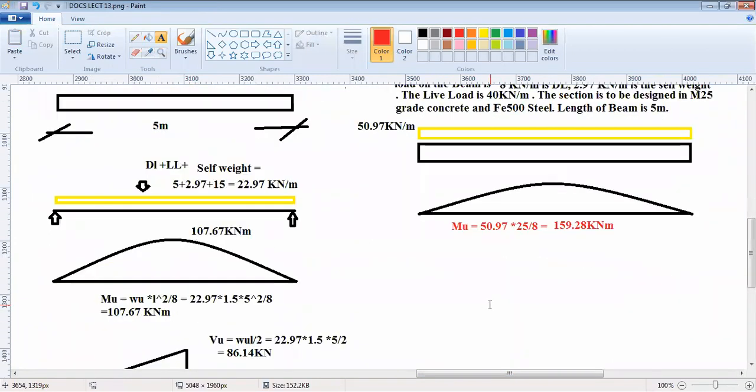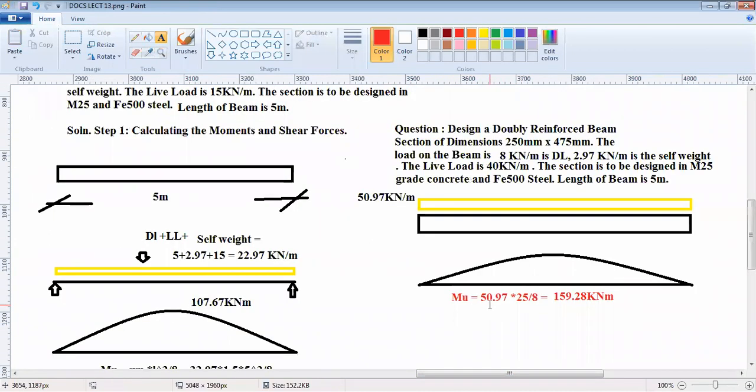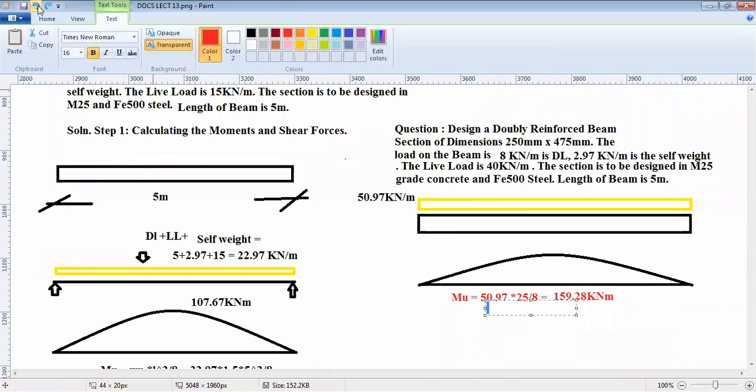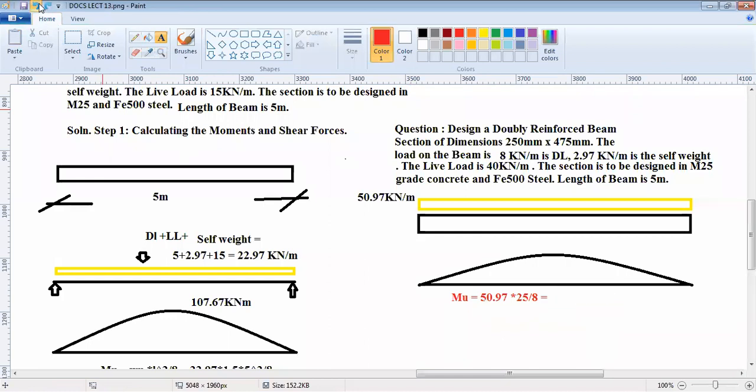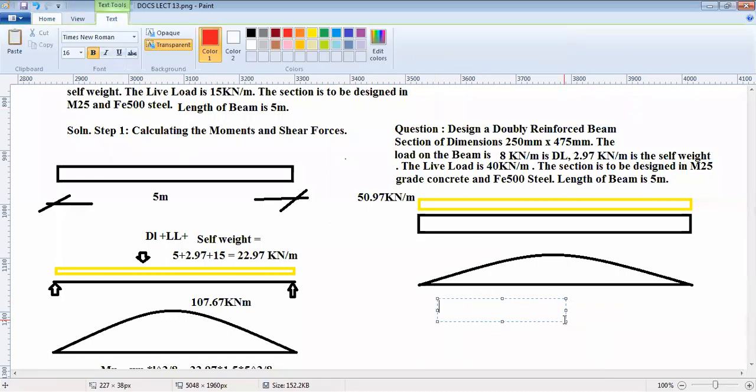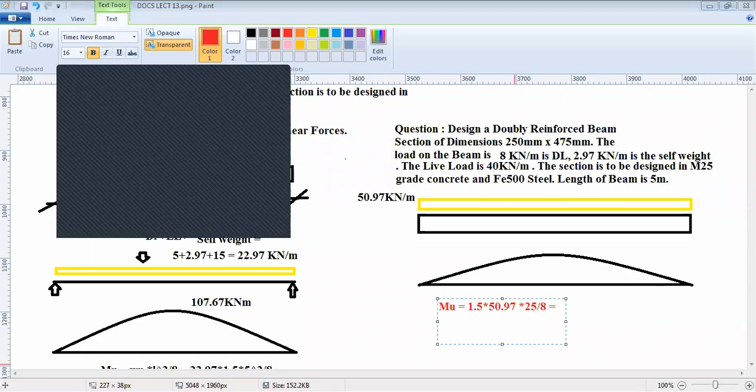No, you have to multiply it by 1.5. Just a minute. So Mu is 1.5 times 50.97 into 25 divided by 8. So that is 238.92.